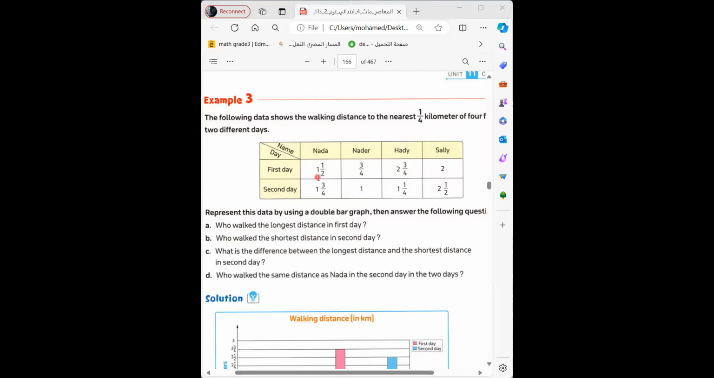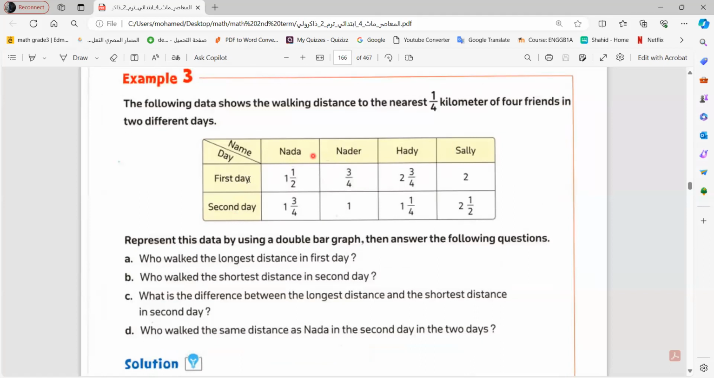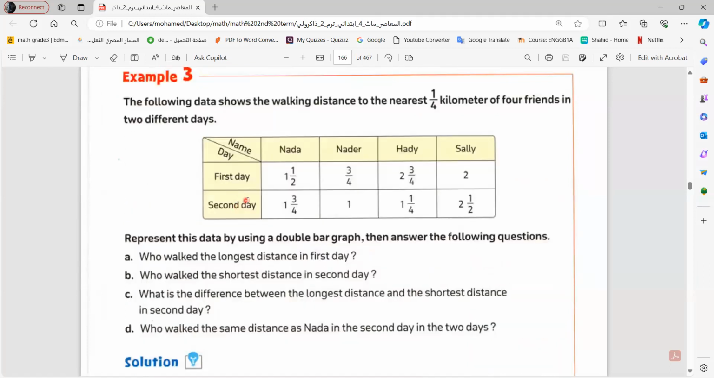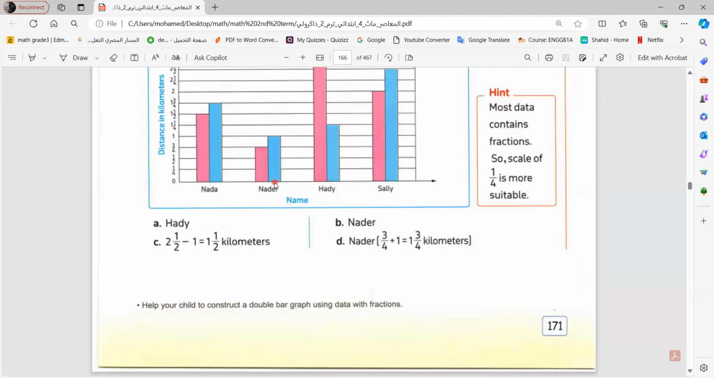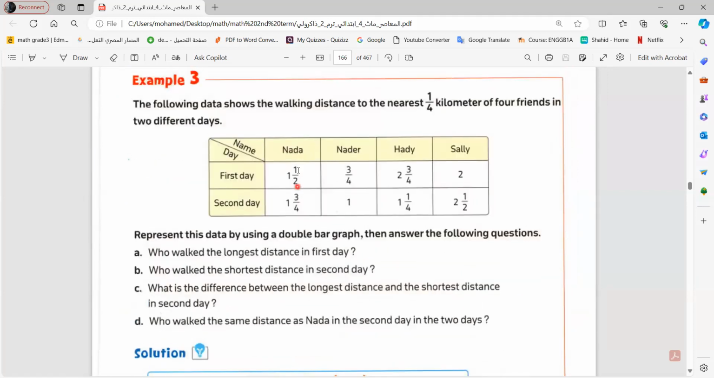On the table, you want to change it into a bar graph. How do you make it into a bar graph? Into a double bar graph, because you're talking about students and the first day and second day. Bravo. The first thing you need to focus on is the title. What are you measuring here? The walking distance. So that's my title. My title is walking distance.